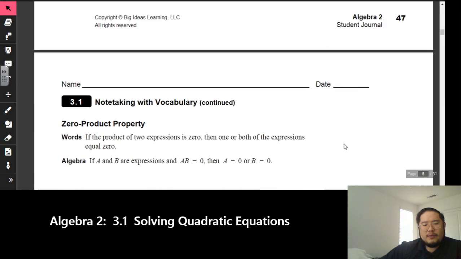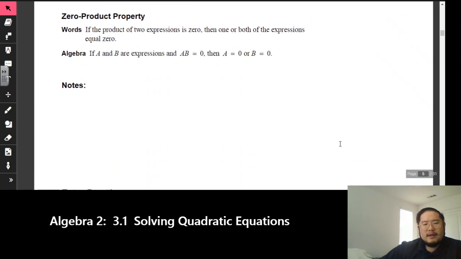Continuing on forward, right here we have the zero product property. In words, it says if the product of two expressions is 0, then one or both of the expressions equals 0. So if we have the expression a times b is equal to 0, it's saying that either a or b, one of those two has to be 0. Otherwise, you're not going to get 0 as an answer. Remember, anything times 0 is going to equal 0. 1 million times 0 is 0. I could have 0.5 times 0. That still will get you 0.